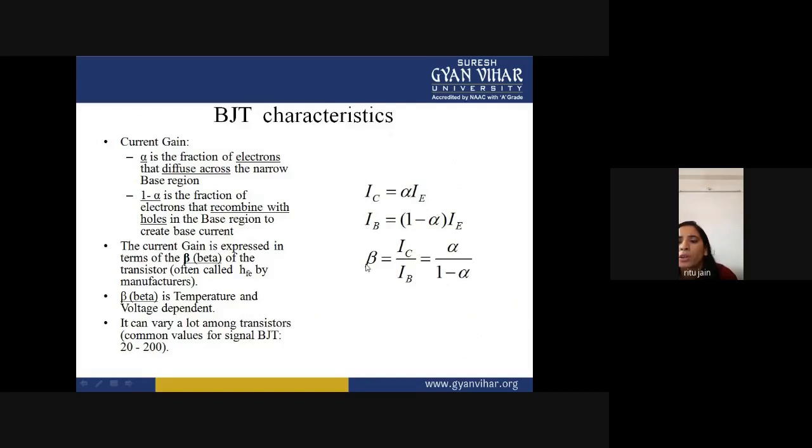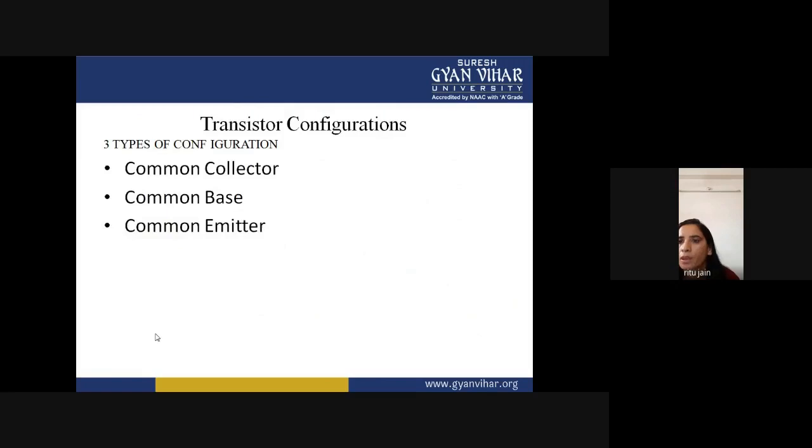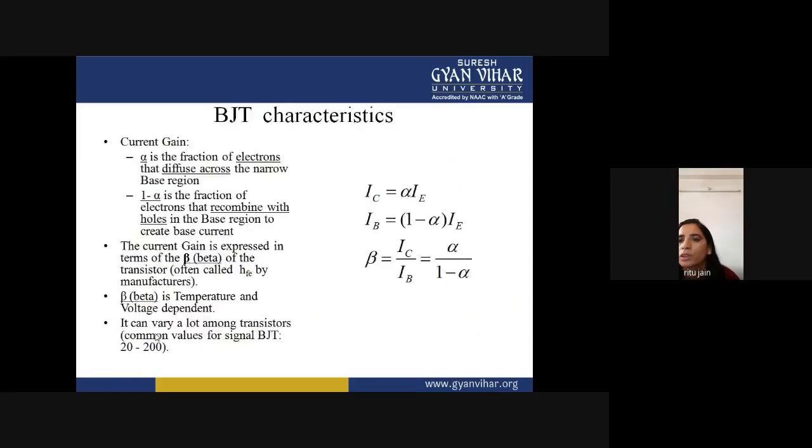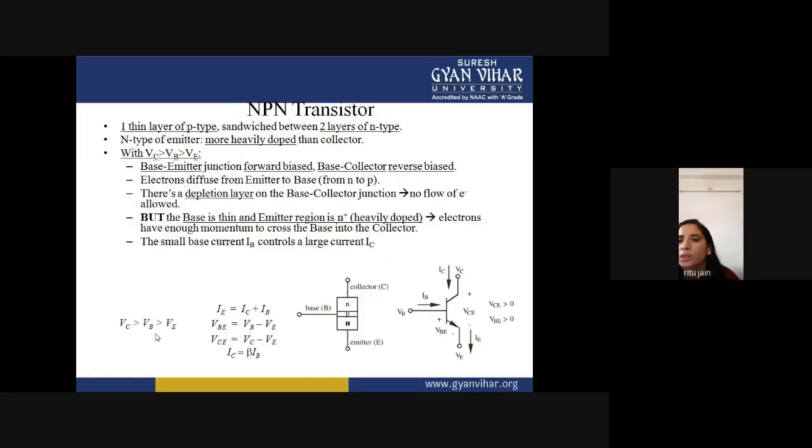And beta is called your current gain. Current gain means output current upon input current. So this can be represented by this equation, alpha upon 1 minus alpha. So beta is always temperature and voltage dependent. It can vary a lot among transistors. A common value for a signal BJT is 20 to 200. So this is all about your NPN transistor.